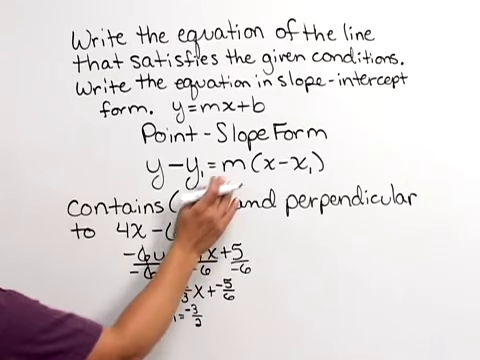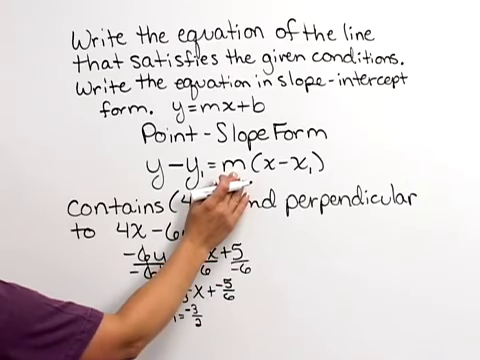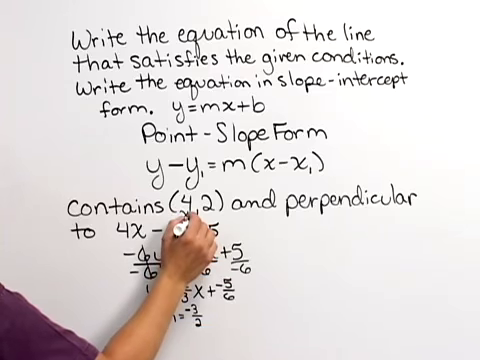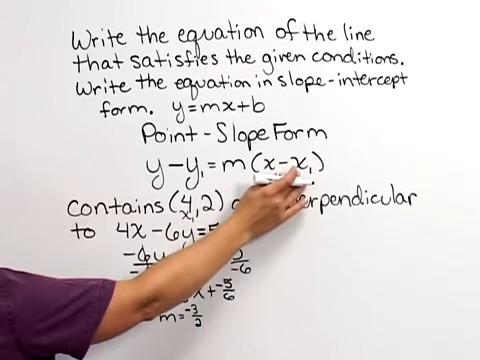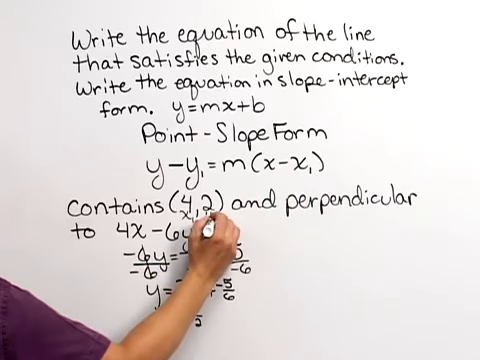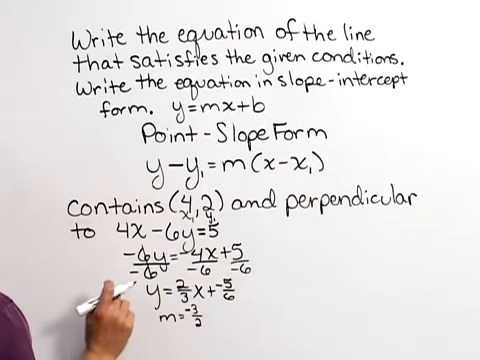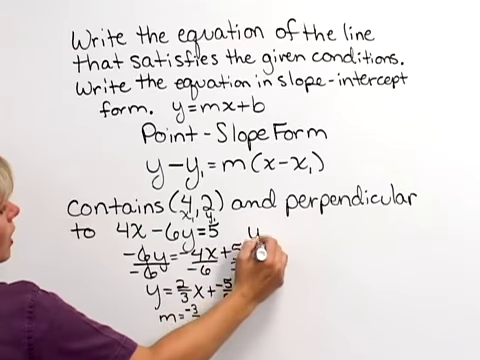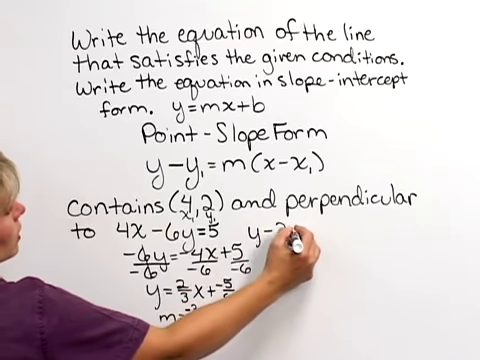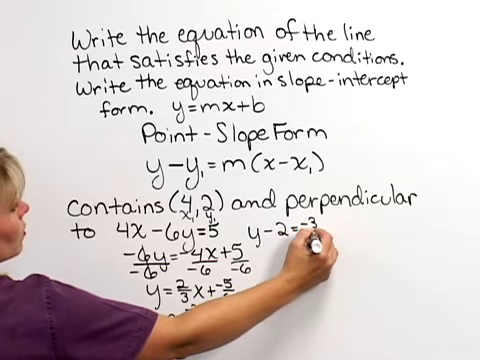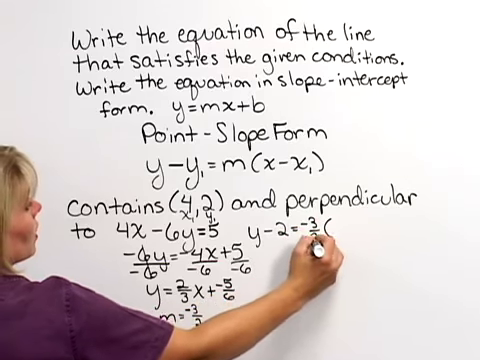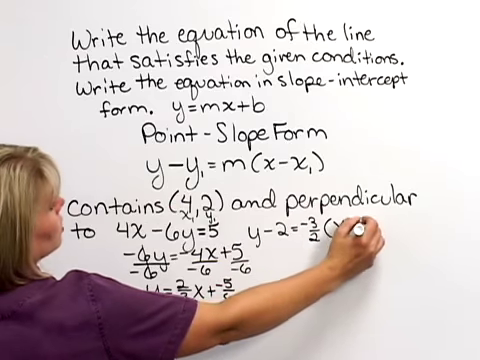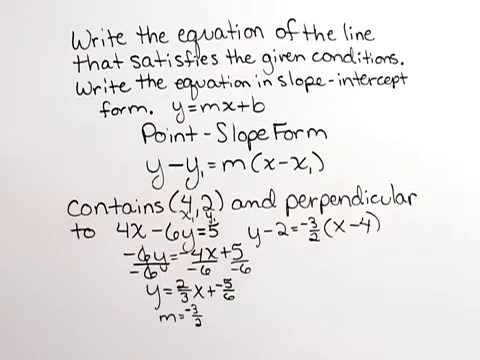That means we're going to use this right here for our m in our point slope form. And then this point that we want it to contain will be the x1, so 4 will go here, and the y1, so 2 will go right in here. And so that gives us y minus 2 equals negative 3/2 times x minus the x here, which is 4.